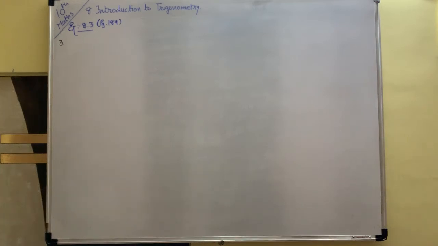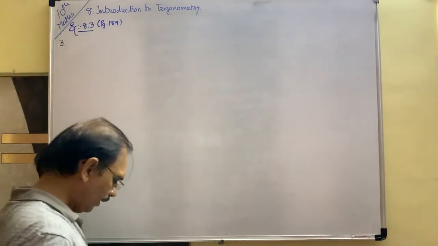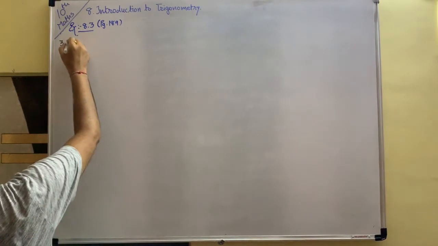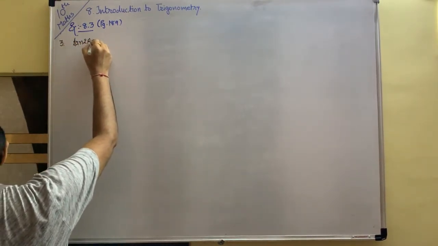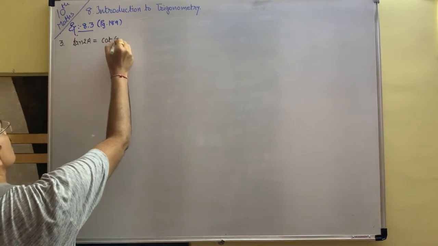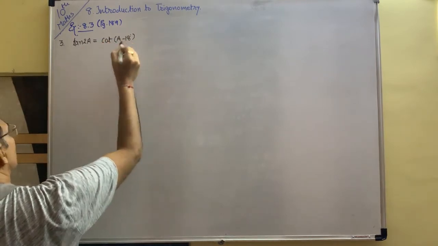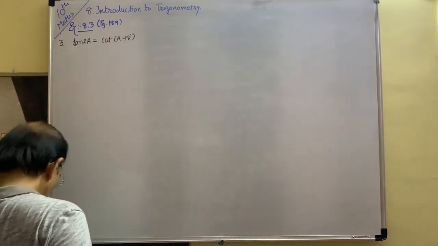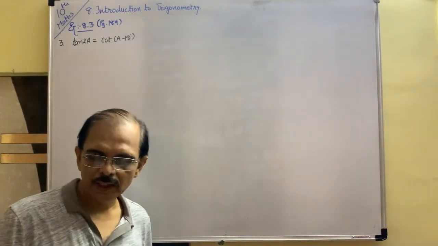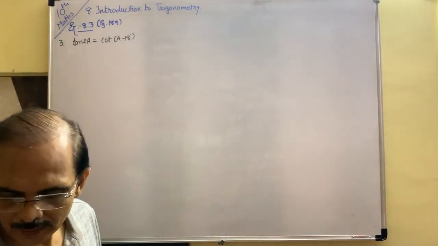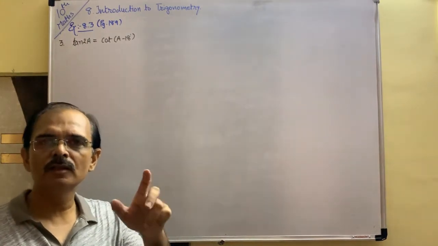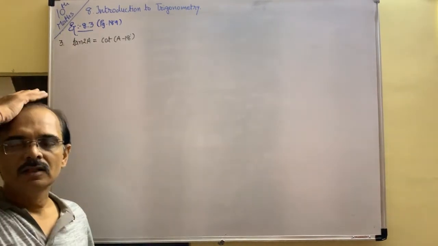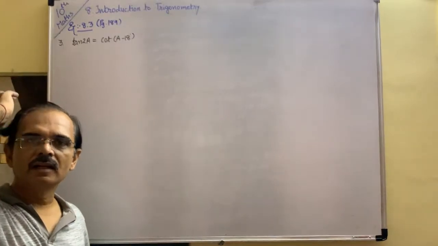Let us start question number 3. If tan 2a equals cot(a minus 18 degrees), where 2a is an acute angle, find the value of a. Again apply the complementary angles formula. Don't think about 2a, 3a, whatever is given. For us it is only theta.